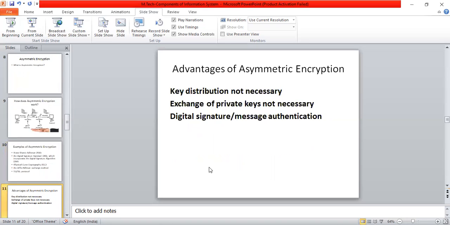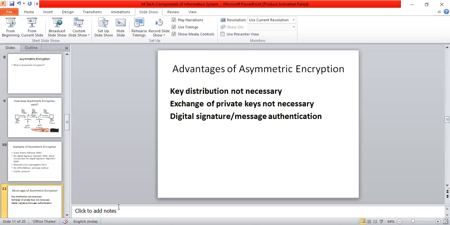Some advantages are also there: key distribution not necessary, exchange of private key not necessary, and digital signature message authentication. It means with asymmetric encryption, senders can use their private key to digitally sign and verify that a message or file originated from them and not an untrusted third party.